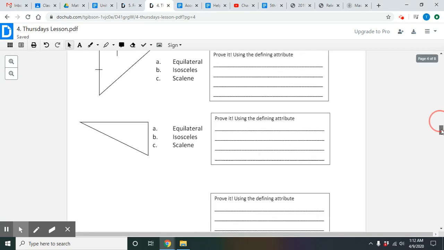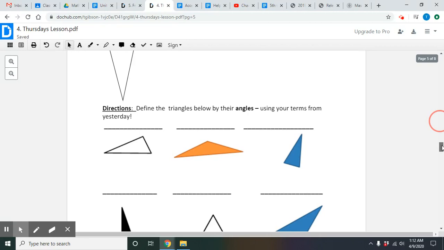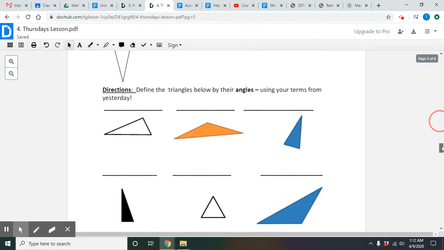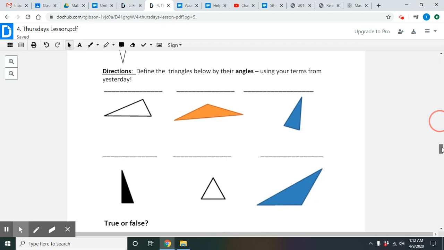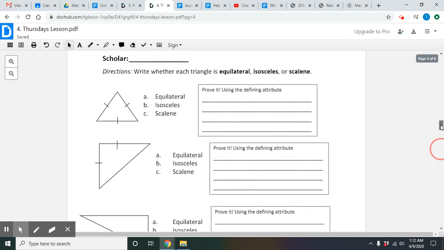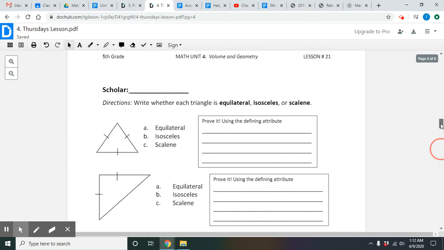And of course, you need to prove it by that defining attribute. Use your notes. And then, of course, the second part, you guys are going to be using what we just did to identify these types of triangles by their angles. So this is review of yesterday. All right. So make sure you are using your notes. Those are very important for you to use today so you can understand the concepts that we're learning right now, which is identifying triangles by their angles and by their side lengths. So go ahead and pause the video and get into practice problems.